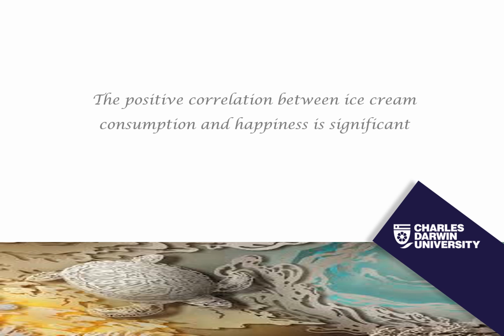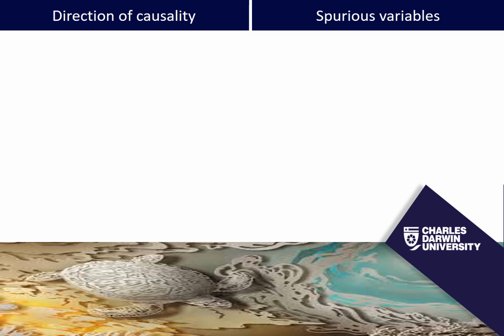You probably now feel quite excited, not because you've learned about correlations or p-values, but because the data seem to indicate that consumption of ice cream enhances happiness. You can now justify your inclination to dedicate your life to eating more ice cream. Unfortunately, the results don't necessarily indicate that ice cream consumption actually enhances happiness. Instead, two alternative accounts could explain these results, called the direction of causality and spurious variables.